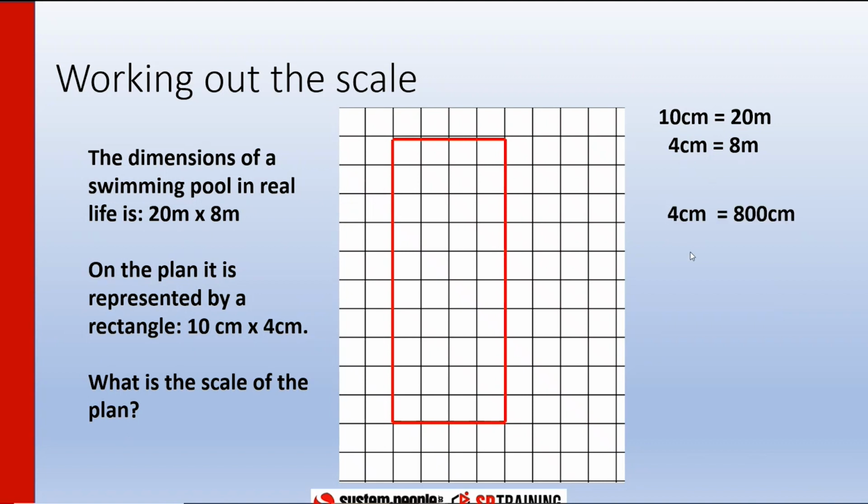So here we go. 10 centimeters is 20 meters, 4 centimeters is 8 meters. Well, let's just change one of them. We've got 4 centimeters is equivalent to 800 centimeters. And what we do then is we simplify that, because we can divide both of those numbers by 4. So just like we've done with fraction simplification, we can simplify a scale. Divide each one by 4. 4 divided by 4 is 1. 800 divided by 4 is 200. So our scale is 1 to 200.